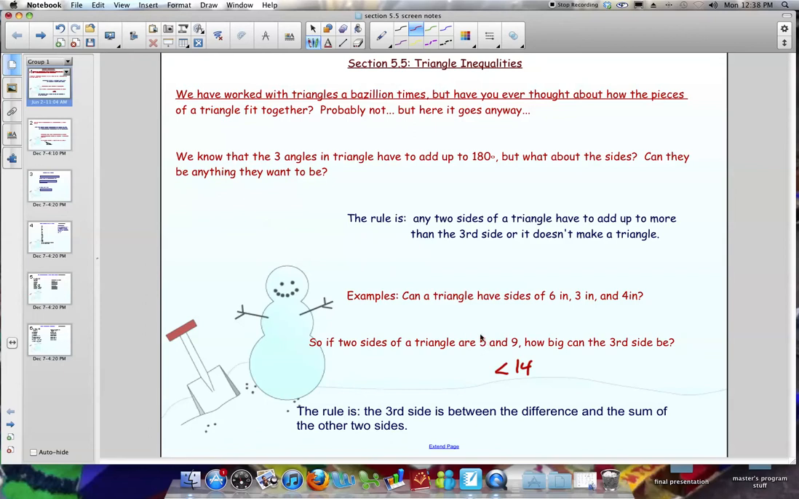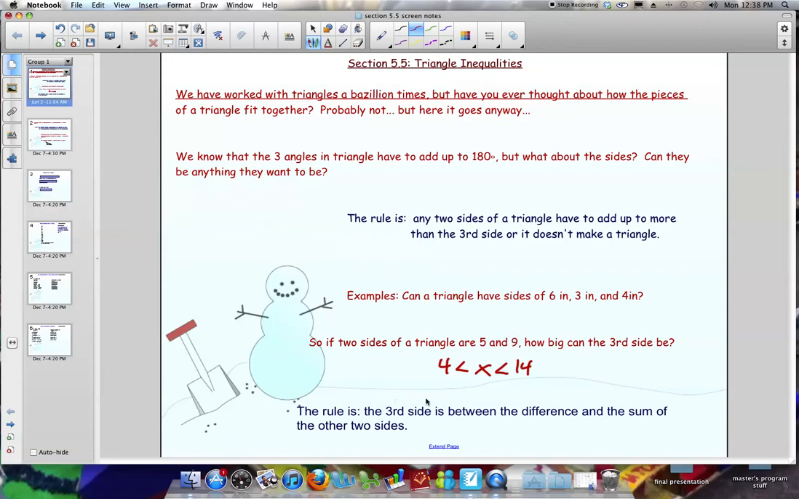And assuming that 5 is small and the other one is small, when I add 5 and this number together, they have to be bigger than 9. So 5 plus what has to be bigger than 9? The third side would have to be bigger than 4. So the third side would have to be greater than 4 but less than 14 in order for it to work with sides 5 and 9.